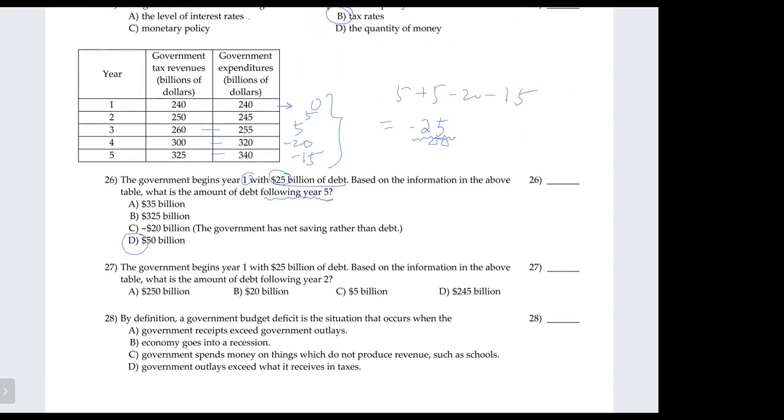Right, so the same question. Because in year 1 you have 0 balance, and in year 2 you have 5 billions of surplus. You can pay off your debt. So you now end up with B.